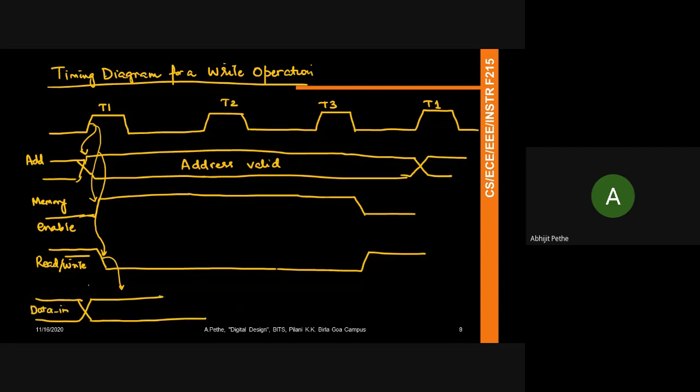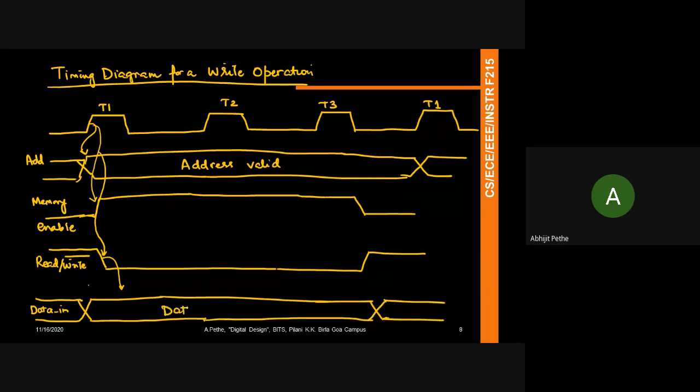So data should be valid. So what I'm trying to say is that when you want to design a write operation, this is the only clock available to you, right? So based on this clock, you have to generate these signals, memory enable, read write bar signals. You need to ensure that your address and data valid are ready before T1. So these are the two timing signals which you need to generate.